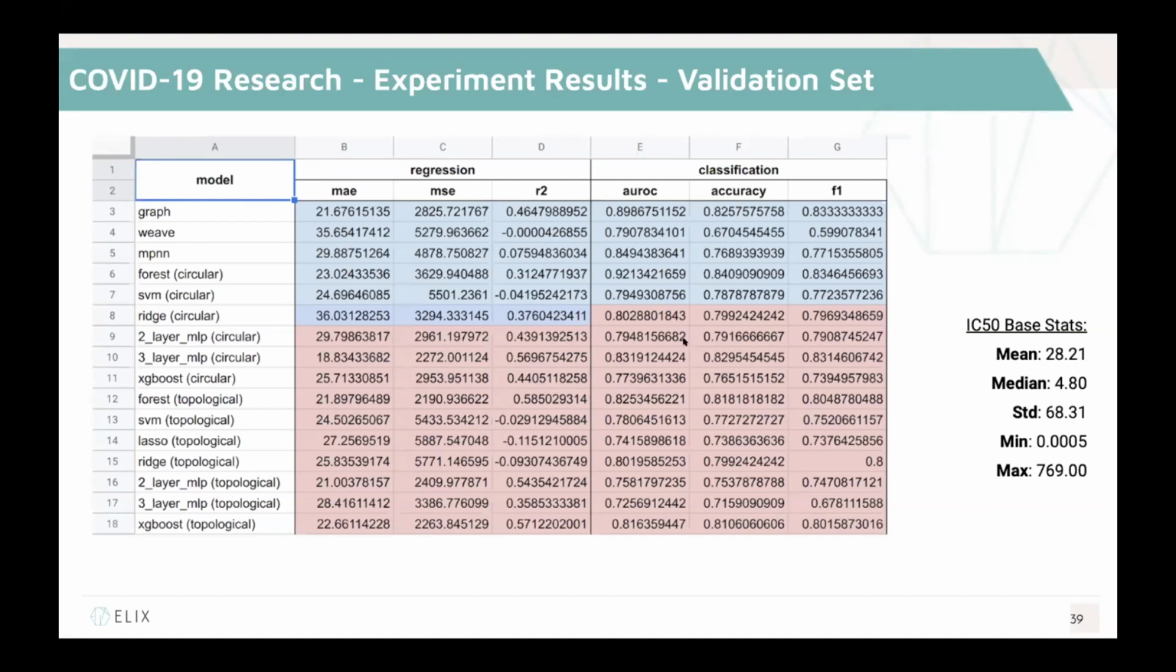On the other hand, the classification tasks are performing much better. So in terms of the ROCAUC, we see some models surpassed even 0.9, which is very promising.